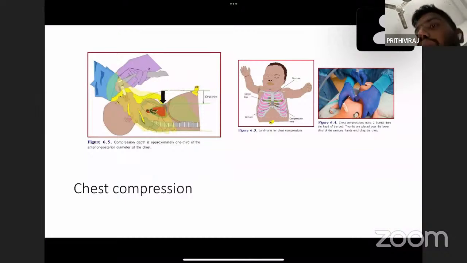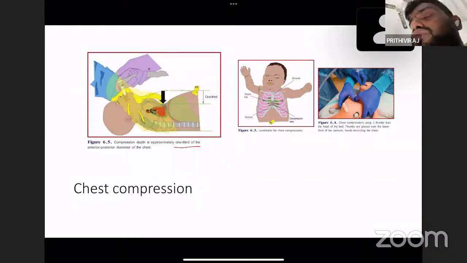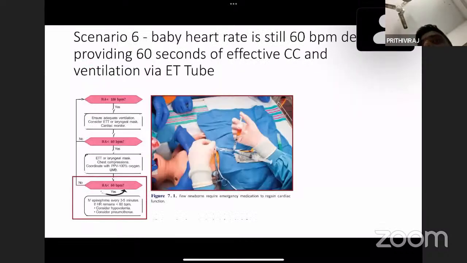So the compression depth is approximately one-third. It's not two-thirds, sorry, it is one-third of the anteroposterior diameter. The landmark of the chest compression is just above the xiphisternum, the lower one-third of the sternum, and the two-thumb technique must be used.